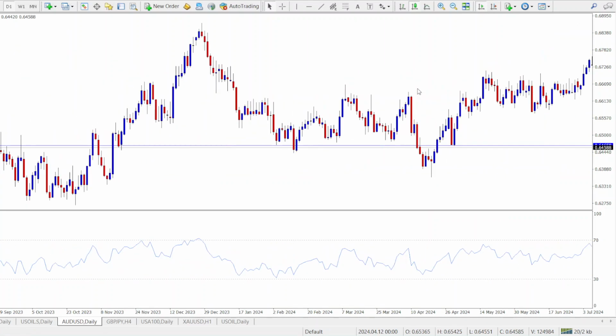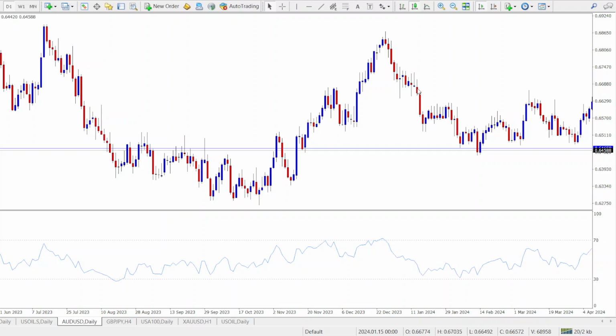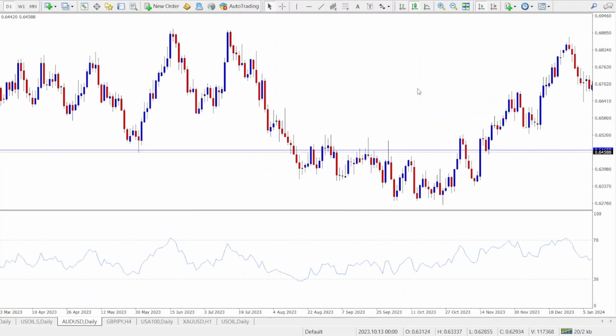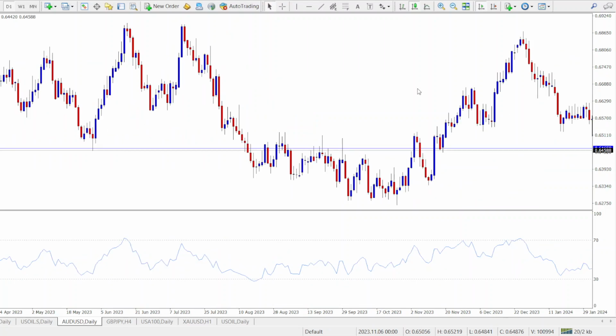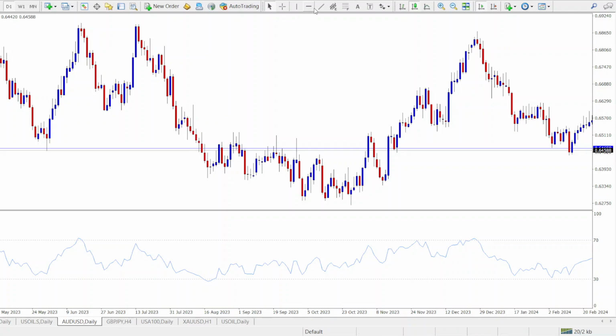A bullish divergence occurs when price is making lower lows, but the RSI is making higher lows. That is what we call a bullish divergence. We have a bullish divergence around here. We can see price clearly making lower lows, but you can see that the RSI was making higher lows. This is a clear bullish divergence.